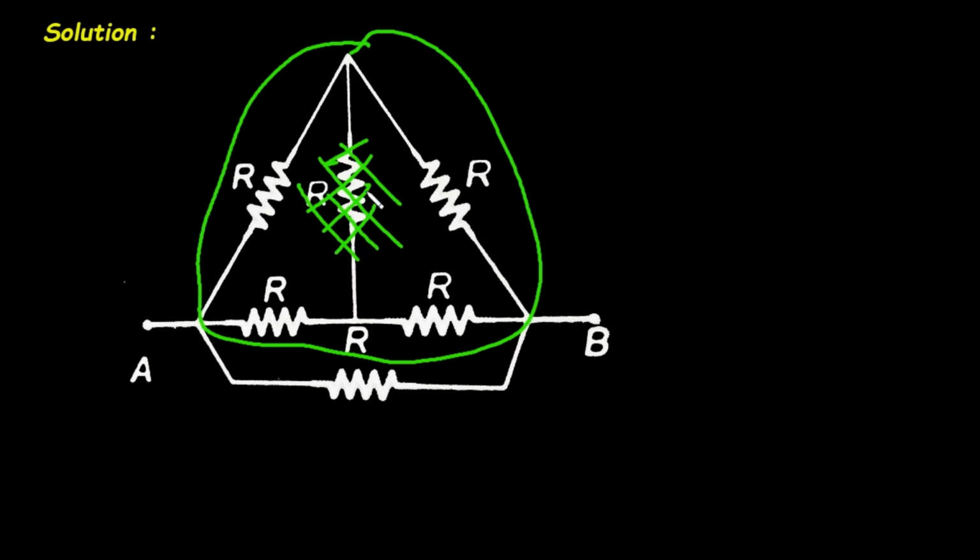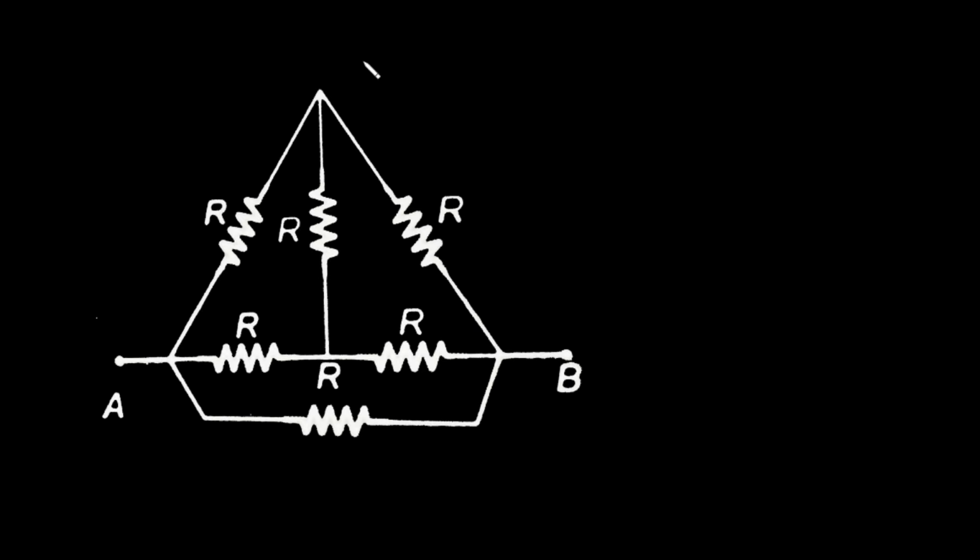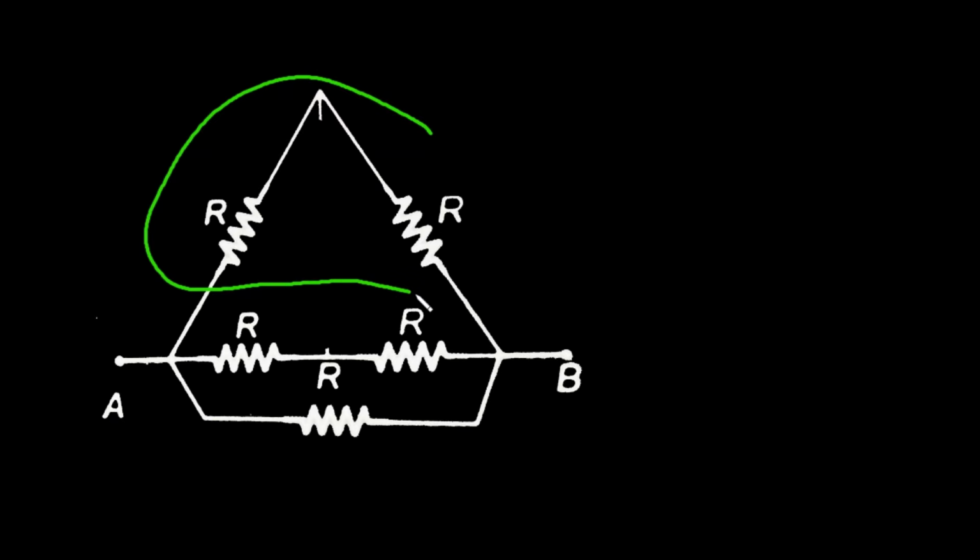So let's remove this resistance and then simplify the network. So when we remove this resistance, then this network will become very easy to solve. Now this R and this R, they are connected in series. So basically this will be simply 2R.